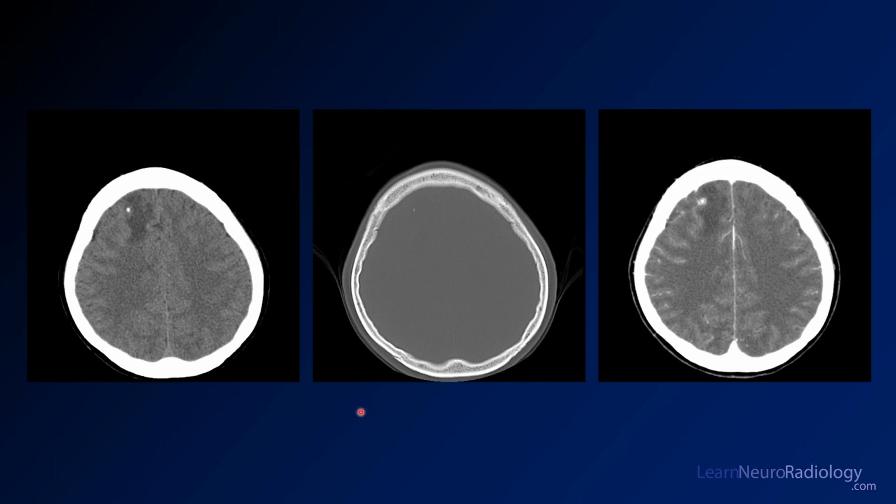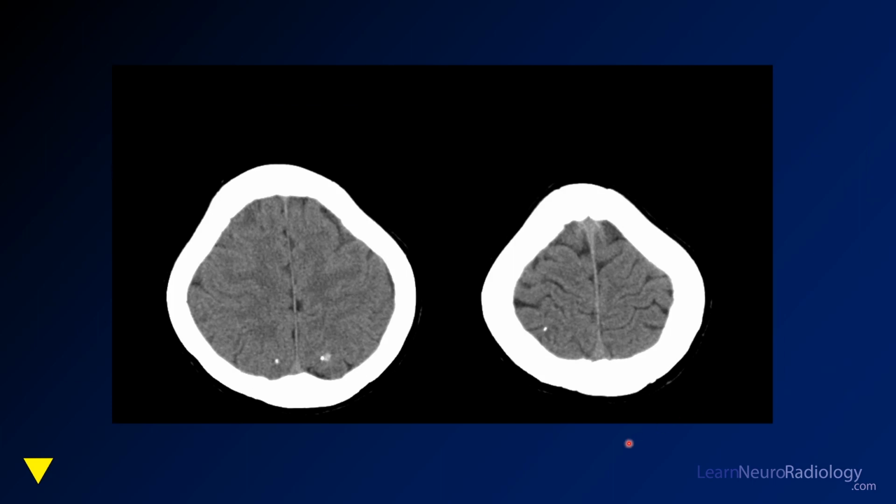Here we see some images from a CT of the head. You have a brain window, a bone window, and then this is a post-contrast CT of the head over here on the right. Here we just have a couple more images, just a little bit higher from a non-contrast head. So start thinking about what your diagnosis might be.